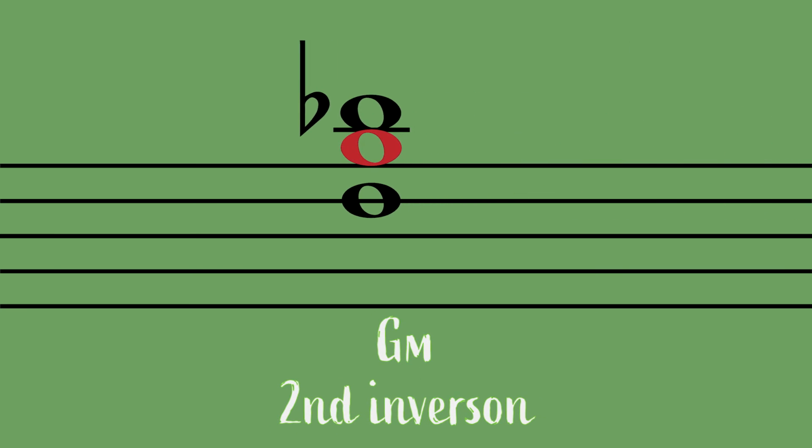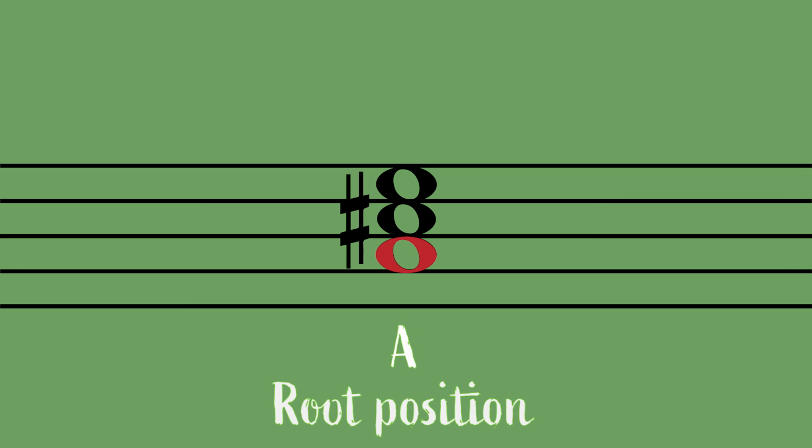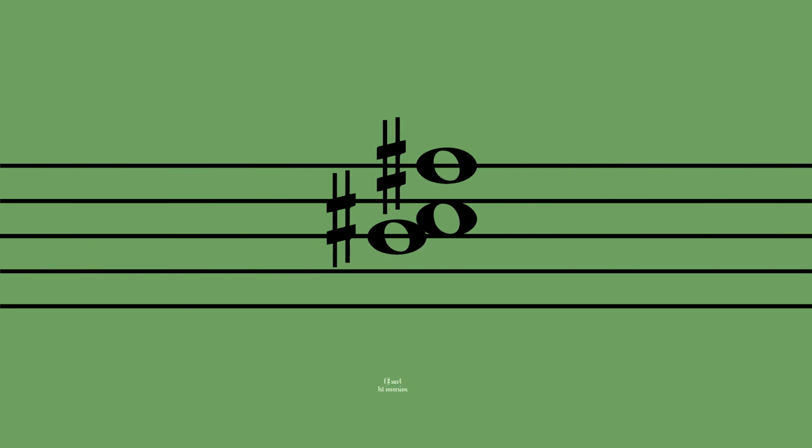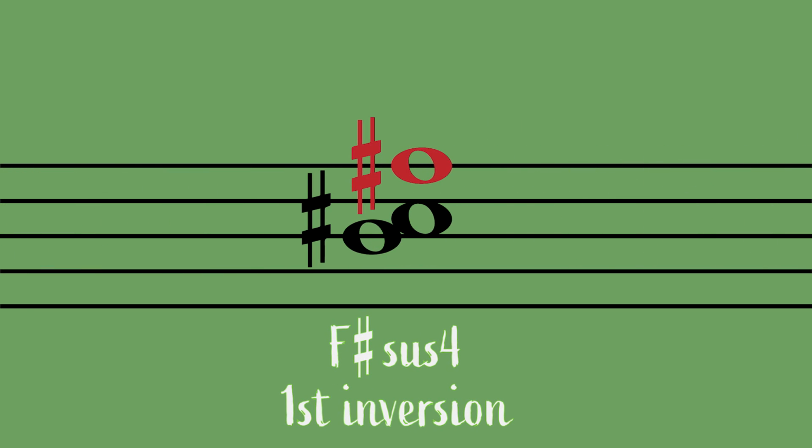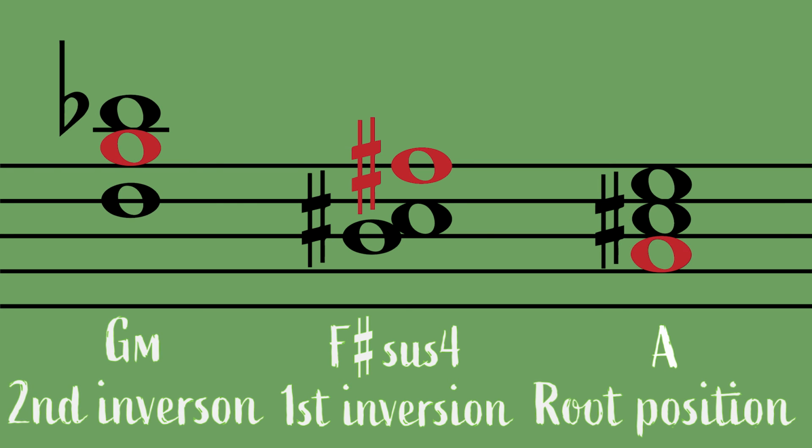What is this chord? A G minor chord, second inversion. This one, an A major chord, root position. And this one, an F sharp sus4, first inversion. You can name everything. And it makes the learning process of any song way easier. Because now you're not just learning music, you're understanding music. Basically, you know everything you need to know to understand how chords work and how they are constructed.